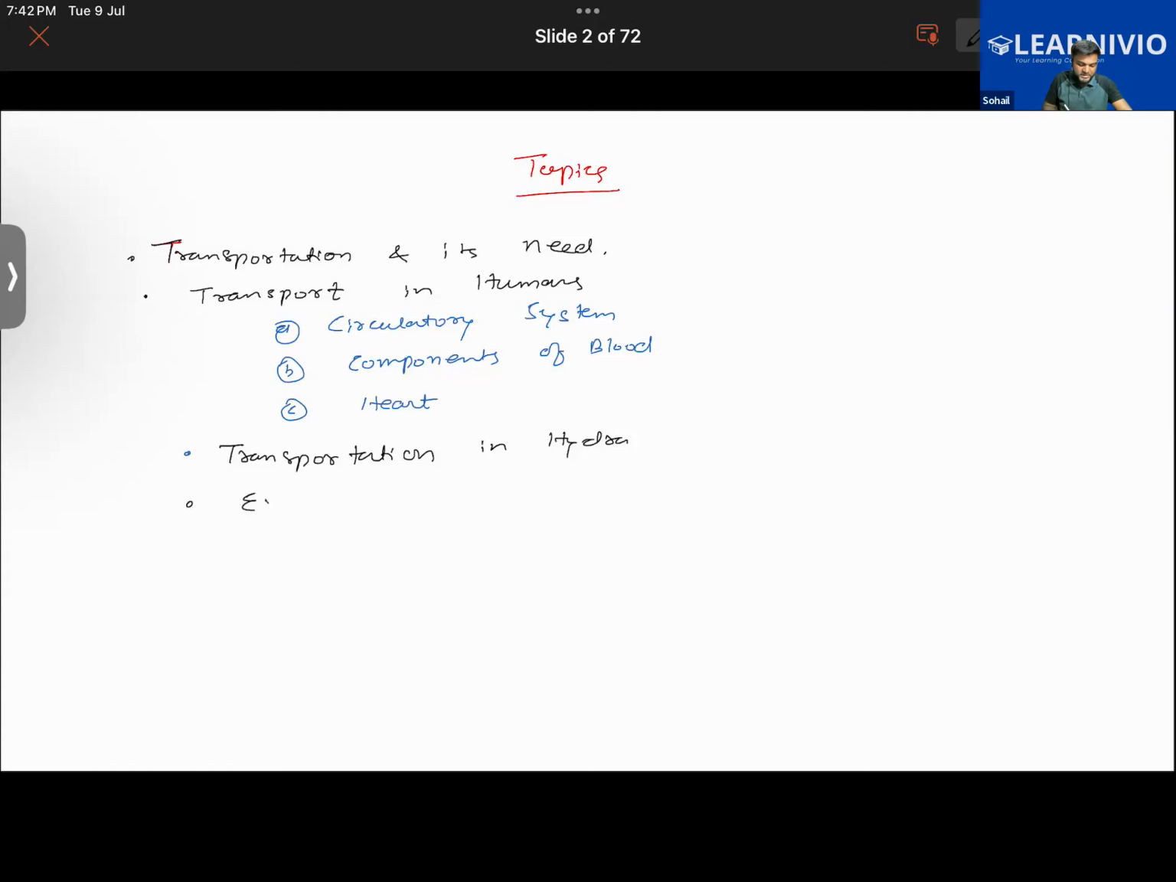Furthermore, we'll be learning about excretion in humans. Excretion in general, we can say excretion in animals. So here you'd be particularly learning about the excretory system in humans. Then we would be learning about topics like kidney failure. When a kidney fails, what does one have to go through? Dialysis. So we would be learning about concepts like dialysis.